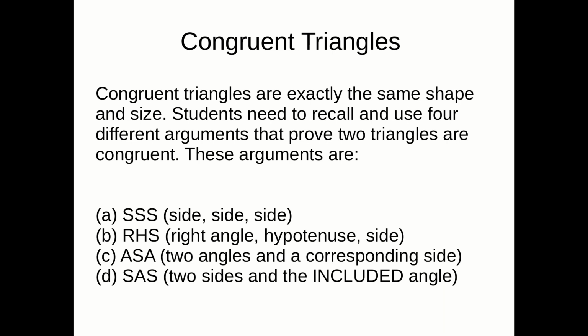Essentially, similar triangles are just a scale factor enlargement or reduction, whereas congruent triangles, well, they've got a scale factor enlargement of 1, if you like. They are exactly the same shape and size.